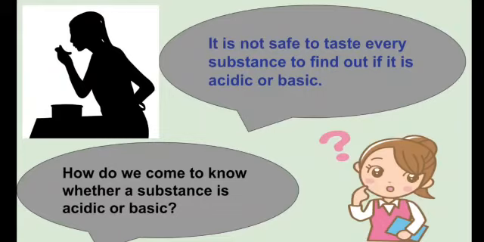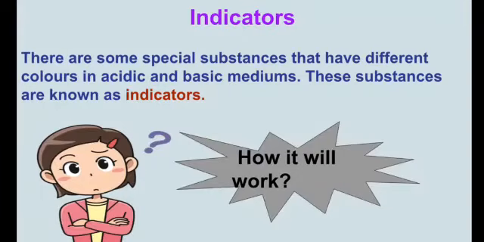So is there some facility? Let us discuss how we come to know whether a substance is acidic or basic. There are some special substances that have different colors in acidic and basic mediums. These substances are known as indicators. There is a special character like a hero in this movie.